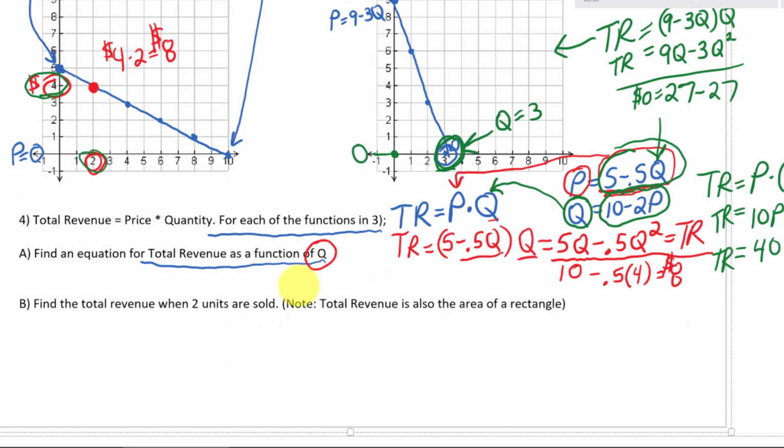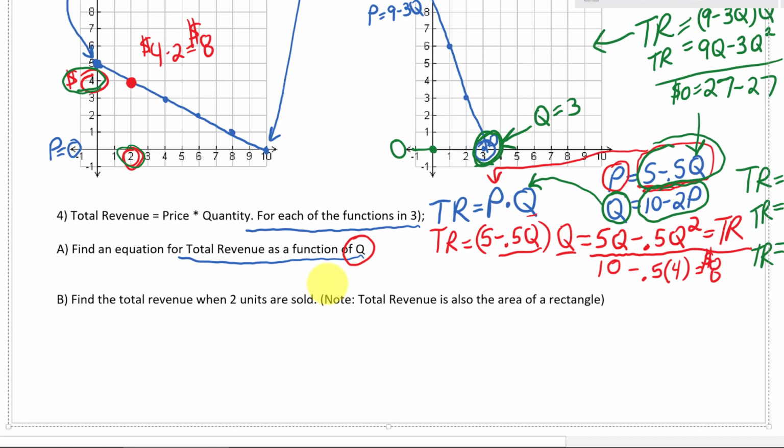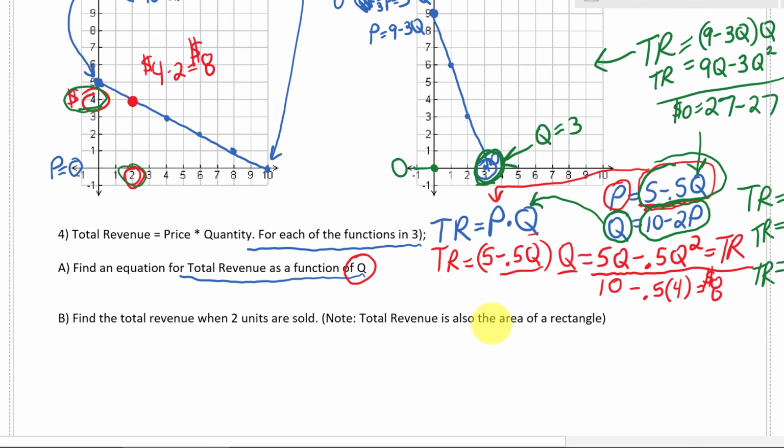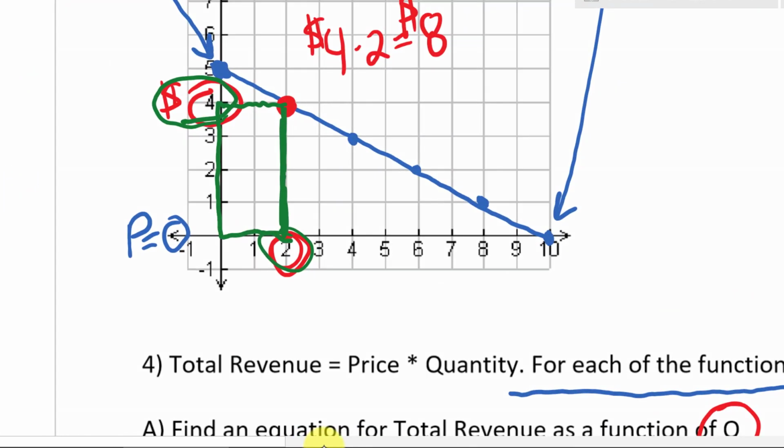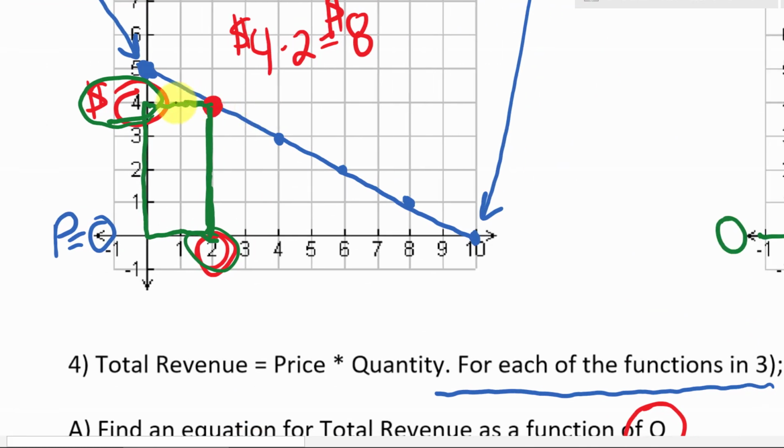So the last question on this page says, find total revenue when 2 units are sold. Now we've practiced with doing that a little bit, right? But the last thing I want to mention here is a graphical way to think about total revenue. Total revenue you can think about as the area of a rectangle. And we were doing this just a second ago. Look over at the graph on the left. So here, if you look at 2 units, that green rectangle tells us the total revenue when we charge $4 and we sell 2 units.